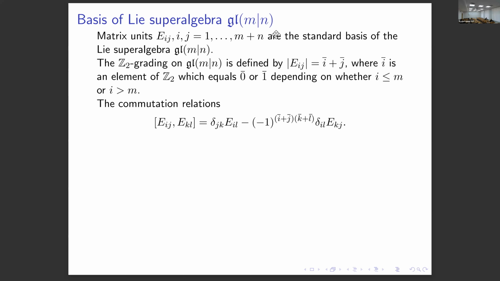It looks very much like the GLN case, but the second term has a sign, (-1) power (I plus J) times (K plus L).